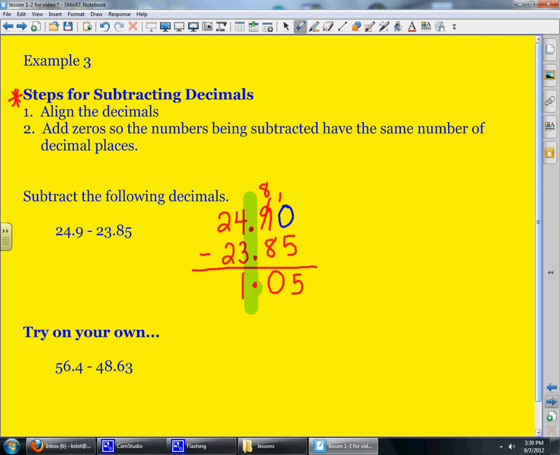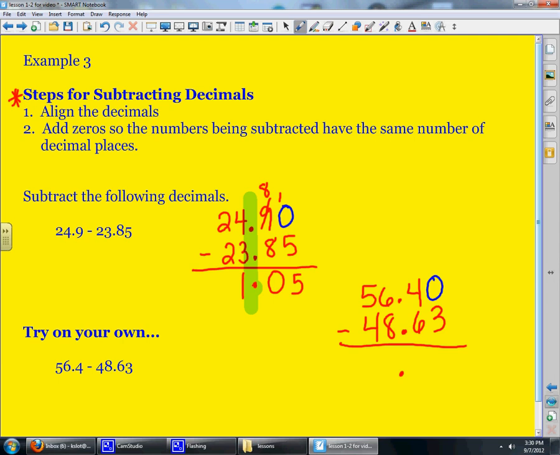Why don't you try the next one on your own? Pause the video for a minute and try it, and then when you're ready, turn it back on and we'll go over it. Okay, welcome back. Let's try this problem. We have 56.4 minus 48.63. And notice how I've neatly written this so the decimals are lined up. The decimal is going to be here in the answer. I'm going to fill this in with a 0.